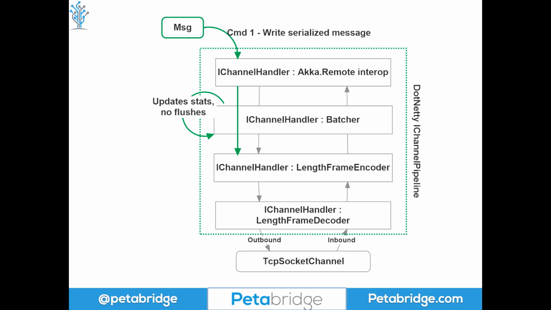Just to visualize what's going on here, we have our message from before. We have our batching channel handler, which updates some statistics about how much information is sitting inside the channel. We have our encoder, which appends 4-byte headers again. And then all of this data that we're going to write out to the socket is just retained in memory inside the pipeline while we wait for a flush command to be produced.